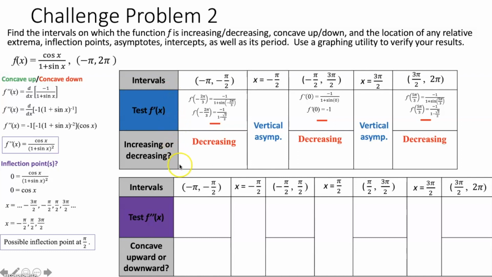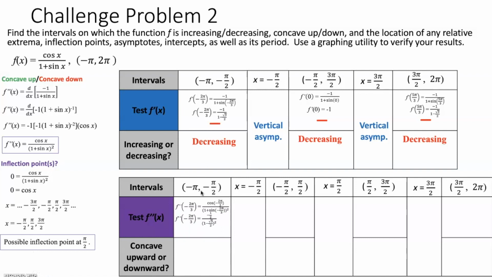So now we have to plug in test x values on these given intervals to our second derivative up here and then determine whether we get a positive or negative number out. If we get a positive number, that means the graph is concave upward on that given interval. If we get a negative number, that means the graph is concave downward on that given interval. So let's plug in a test x value on this given interval to our second derivative. How about -2 pi over 3?